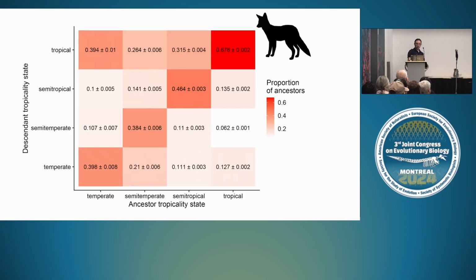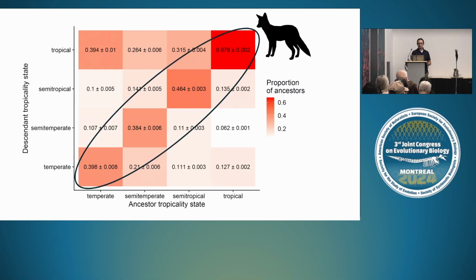I'm going to start by showing you the transition matrix for mammals. This represents almost 10,000 species of mammals and more than 20 million global observations. And there are 2 patterns that emerge. First, we see that strong diagonal indicating that descendants resemble the tropicality of their ancestors. So mammals are showing some evidence supporting the tropical niche conservatism hypothesis.